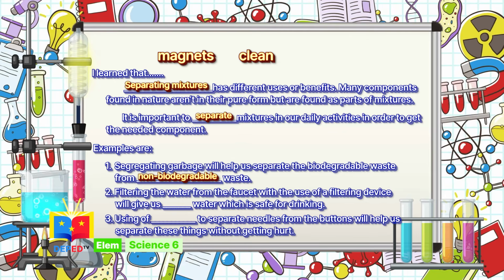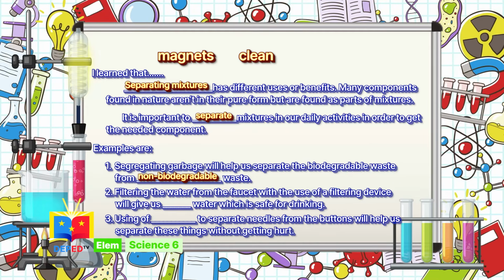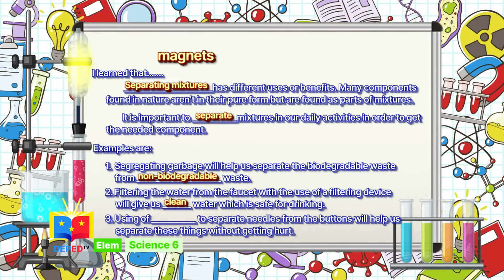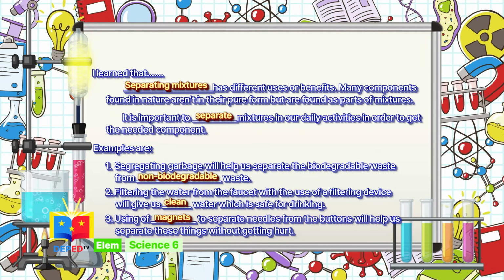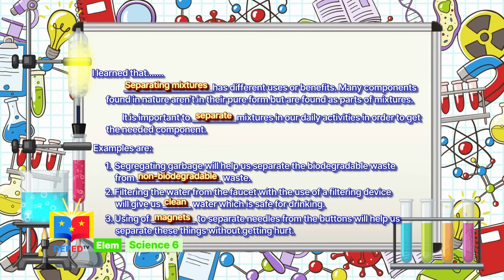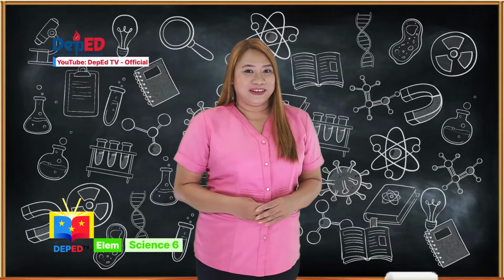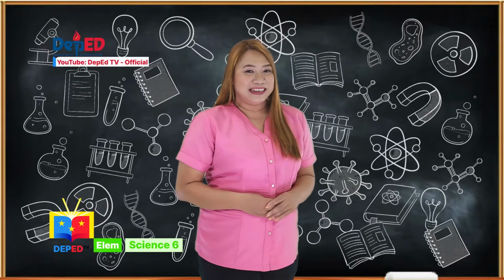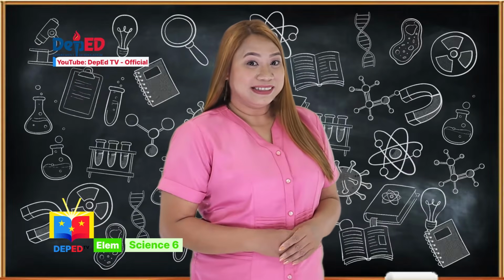Number 2. Filtering the water from the faucet with the use of a filtering device will give us clean water which is safe for drinking. Number 3. Using magnets to separate needles from the buttons will help us separate these things without getting hurt. Wow! You did well, my dear science-minded learners. I know that you learned something from our lesson today. Science-minded learners, are you ready for our next activity?